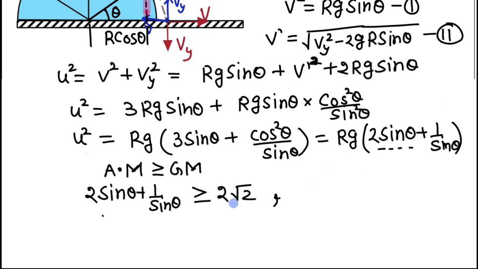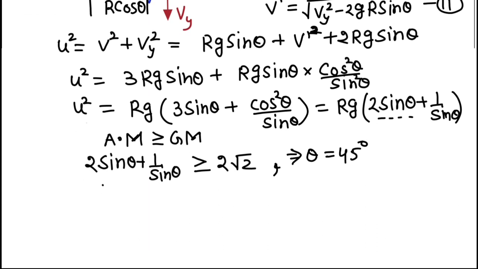So for this particular position, when AM is actually equal to GM, these two terms, 2 sine theta should be equal to 1 by sine theta, and from here we can determine sine square theta will be 1 by 2. That means sine theta equal to 1 by root 2. That means theta should be equal to 45 degrees, right? So we have determined the value of theta also, and we have determined the minimum value of u also. So u minimum will be equal to under root of this whole term, and here this whole term is nothing but equal to 2 root 2 Rg, the whole to the power 1 by 2.